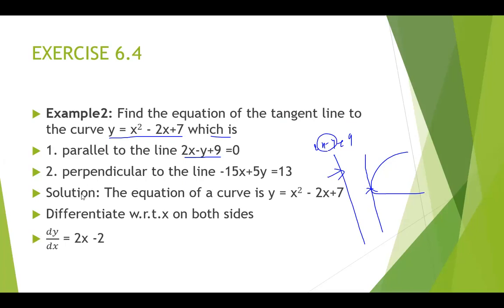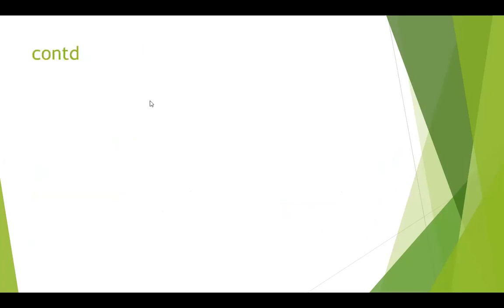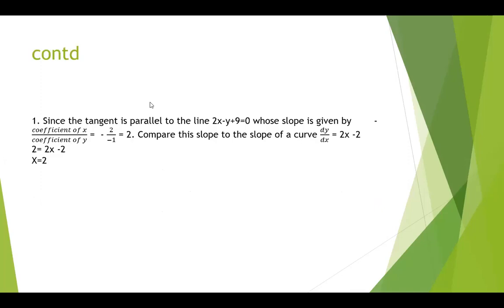Now, solution. The equation of a curve is y = x² - 2x + 7. Differentiate with respect to x on both sides. It is 2x - 2. What is the first clue? The tangent drawn to the curve is parallel to the line 2x - y + 9 = 0. Then the slope of this line will be what? Minus coefficient of x upon coefficient of y, minus a by b, we say.